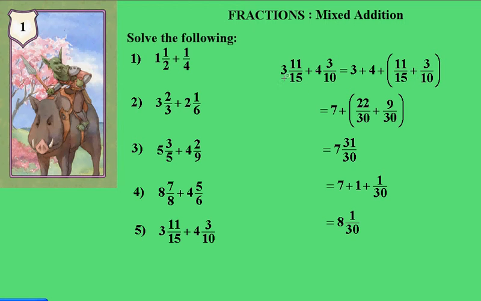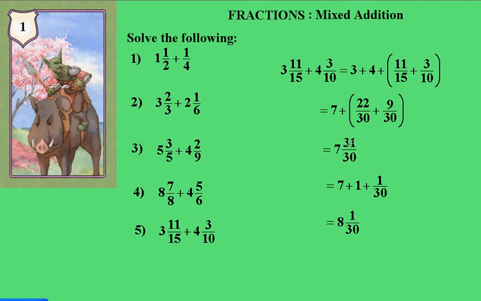Okay, so now we have the 3 and the 4 together, giving the 7. 11/15 plus 3/10. Now, the lowest common denominator of 15 and 10 is 30. Right, so you multiply this one by 2 and this one by 3, giving you 22 over 30. And the lowest common denominator is 30, so 10 to 30 goes 3. 3 times 3 is 9. 3 times 10 is 30. Adding these two together, we get 31 on 30.